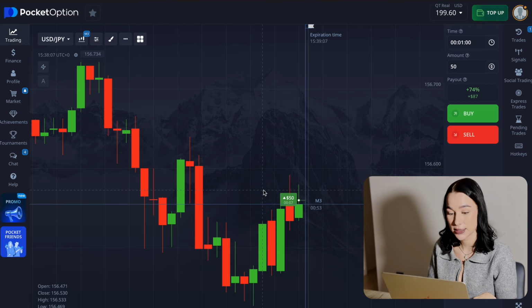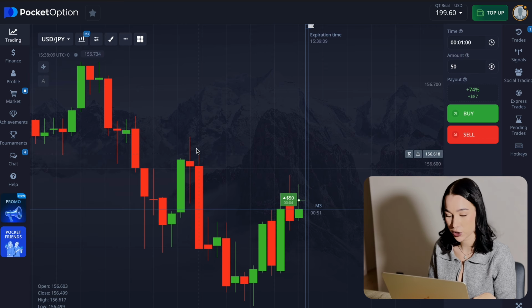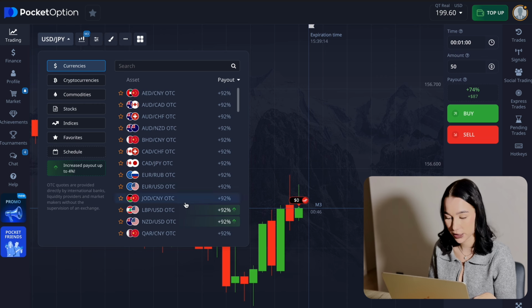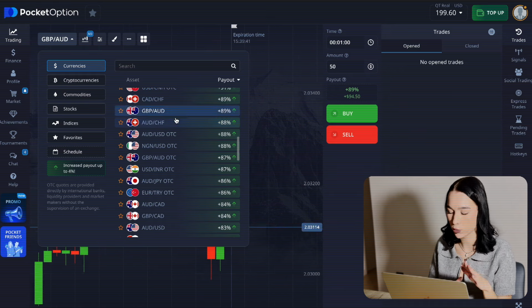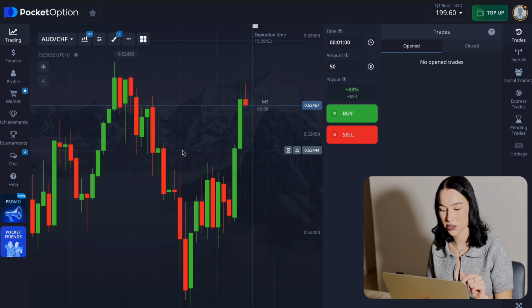Okay. It's definitely not going. Okay, so we're just gonna change the currency pair. Let's find something else. I'm showing everything how it actually is. Okay, here's a pretty interesting situation.